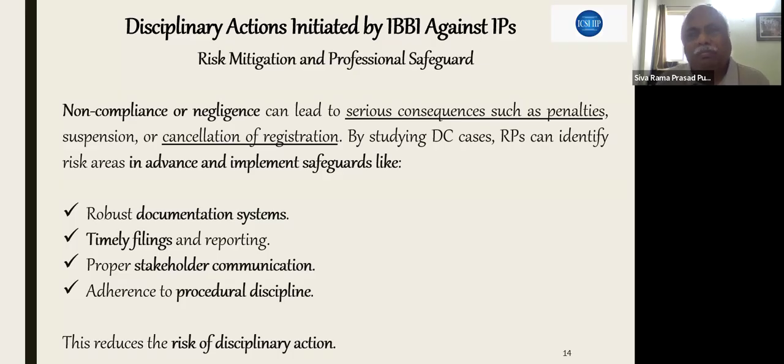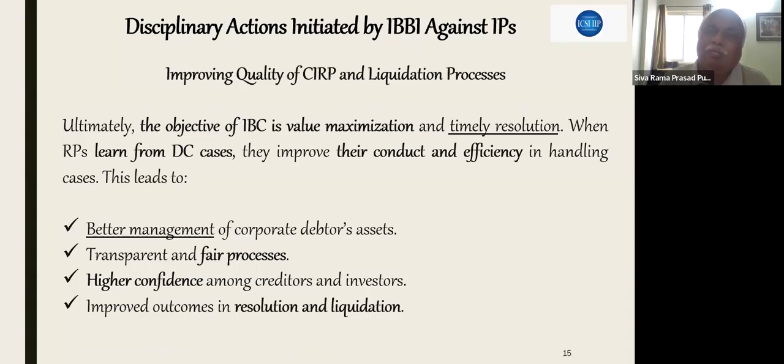Adherence to procedural discipline. This procedure, after that procedure, reduces the risk of disciplinary action. Thereby, the disciplinary action will be reduced. Improving the quality of the CIRP and liquidation process. Ultimately, the objective of the IBC is value maximization and timely resolution. When an RP learns from the disciplinary committee cases, they improve their conduct and efficiency in handling the case. That's why it is better to read the orders that are uploaded on the IBBI website. Hardly it will take 1 hour per month.